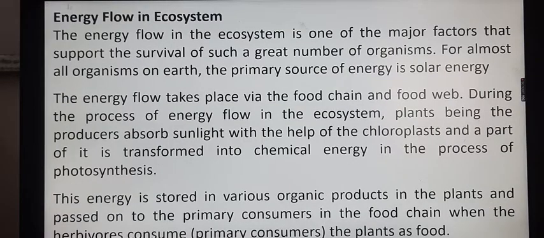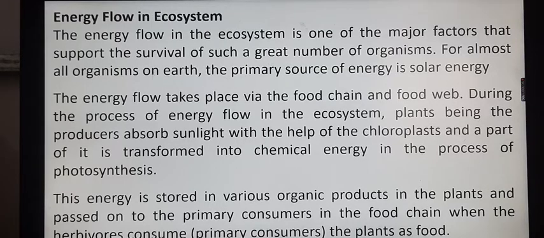The next topic is energy flow in the ecosystem. So energy flow in the ecosystem is one of the major factors that support the survival of a great number of organisms. It means that if the energy is flowing properly in the ecosystem, then the survival of the organisms will be possible. Otherwise, they will not survive.